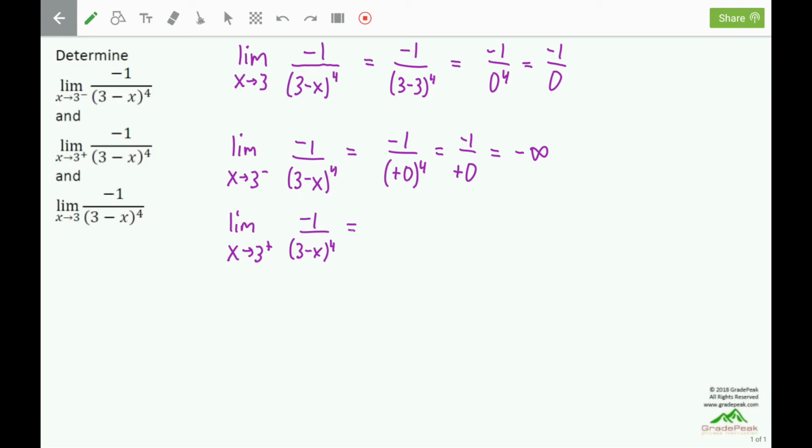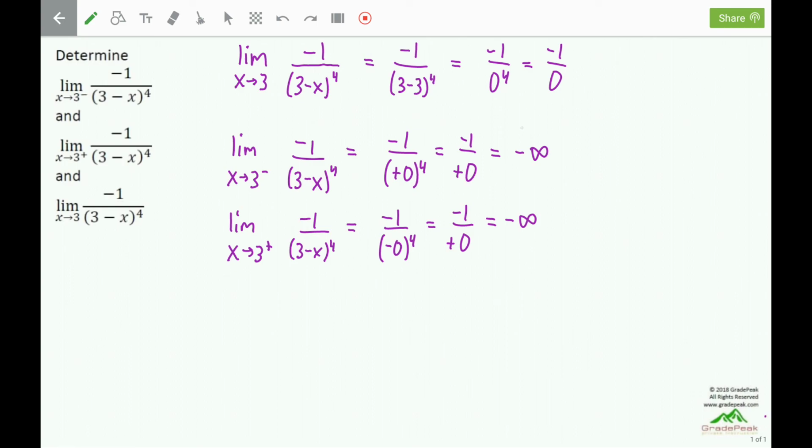For the right-sided limit, we're on the right side of 3, more than 3, like 3.01. If we plug that in for x, 3 minus 3.01 will be a negative number. It will approach 0 as x approaches 3, but it will stay negative. So that'll be a negative 0 to the fourth power, which is positive. So we have negative 1 over a positive, which is a negative, and a non-zero number over a 0, which is an infinity. And so the right-sided limit also approaches negative infinity.